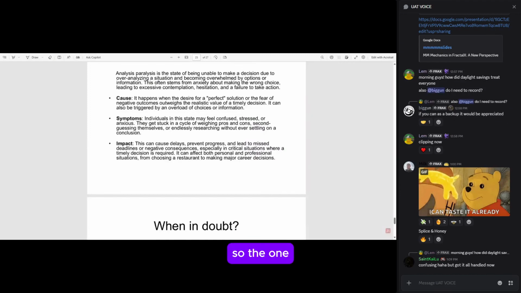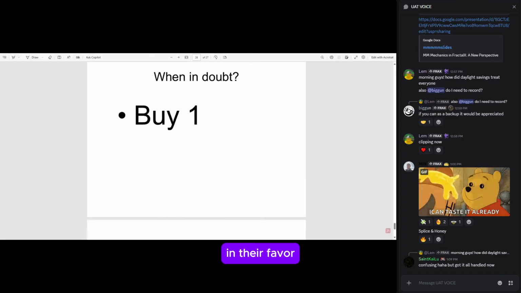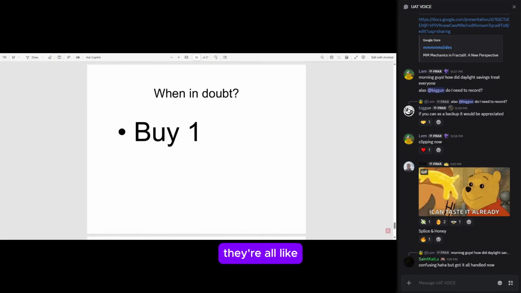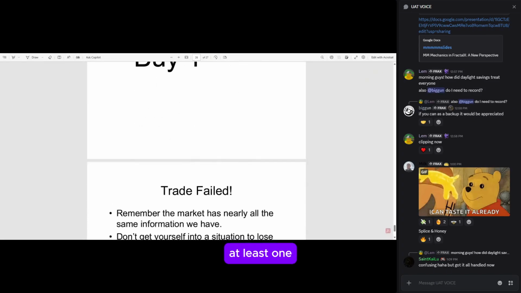So the one fundamental rule is, when in doubt, just buy one. If you're trading contracts, you would just buy at least one of them. There was this guy I worked with who ran a multi-million-dollar hedge fund. He said the biggest mistake traders make is they get into analysis paralysis and won't even buy one of something. And the trade goes off in their favor, and then they're kicking themselves because they didn't buy at least one.